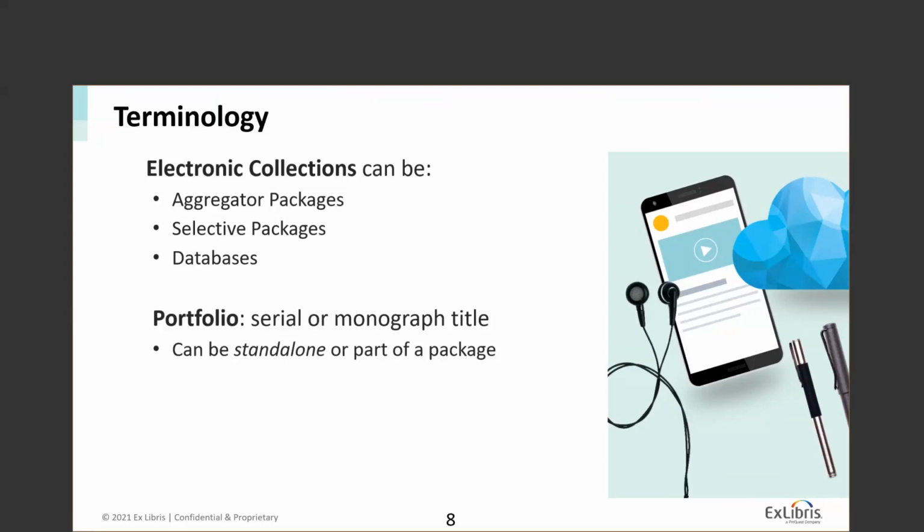And the reason we don't just use the word title for these resources that live in these packages and collections is because a single title, a particular journal or a particular book, could appear in many different collections from many different vendors. The title is all the same. Perhaps even the bibliographic record is the same, but every time it's a different collection that has that title, it is contained in a different portfolio. And so that's the term we'll use for that.